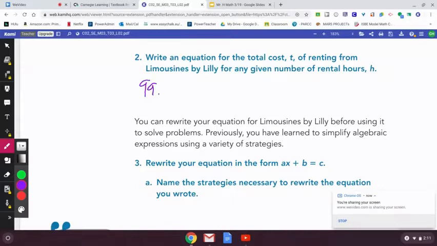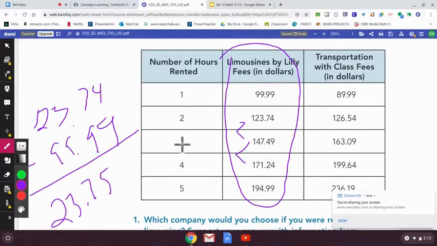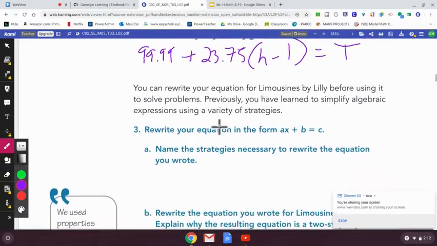Starting our first hour in the starting fee of $99.99 plus $23.75 times, and initially a lot of us probably put H, but then we saw that that would give us a little bit more money than we needed. So you're going to do H minus 1, and that equals the total cost. Why you have to do H minus 1 is because if you did it for 3 hours, you would end up getting $171 if you didn't do the H minus 1, because that $99.99 is like your starting point. That's where you're starting for this, because that first hour is not included.